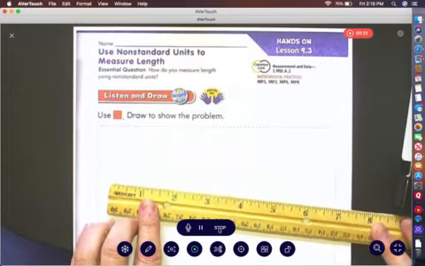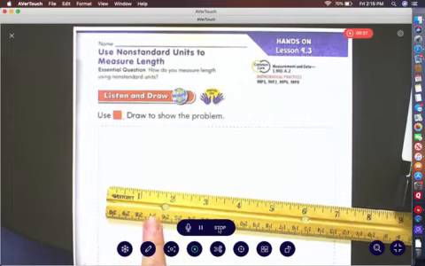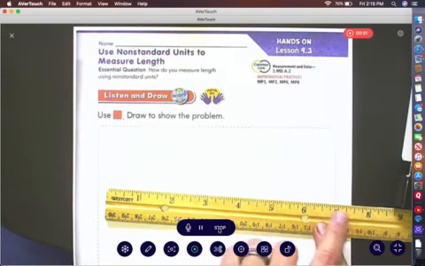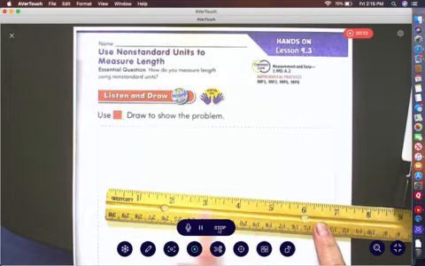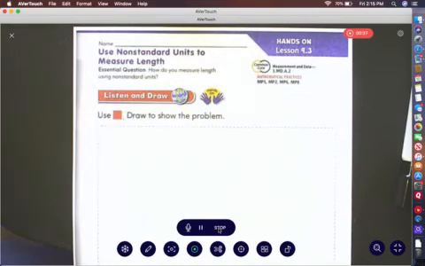So if you talk about a standard unit, you've probably seen this. This is a ruler, and it has different units of measurement. These are inches. That is a standard unit to measure length. What they mean by non-standard unit is just measuring things using other things.